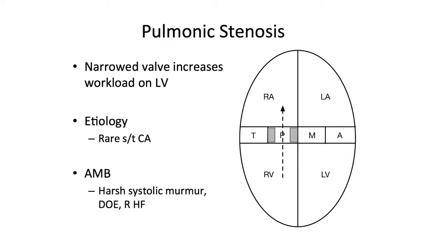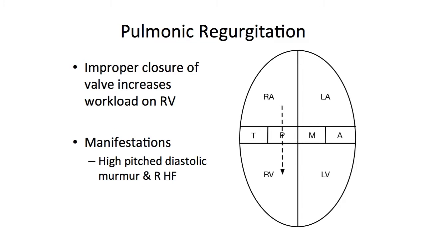Pulmonic stenosis can increase the workload on the left ventricle. It's rarely secondary to cancer. Pulmonic stenosis is manifested by a harsh systolic murmur, dyspnea on exertion, and symptoms of right heart failure. Pulmonic regurgitation can increase workload on the right ventricle and is often manifested by a high-pitched diastolic murmur and symptoms of right-sided heart failure.